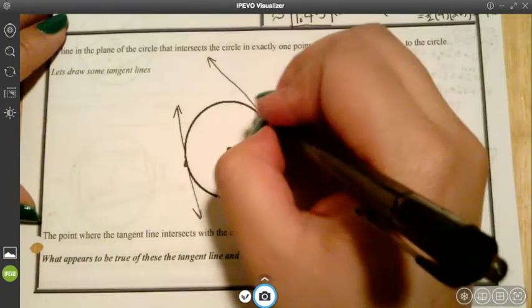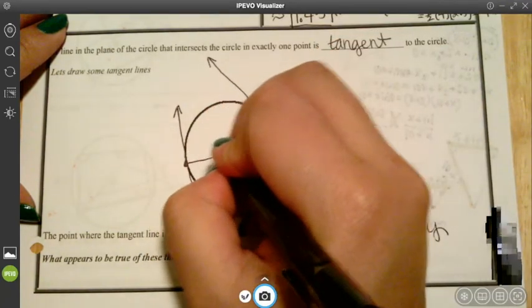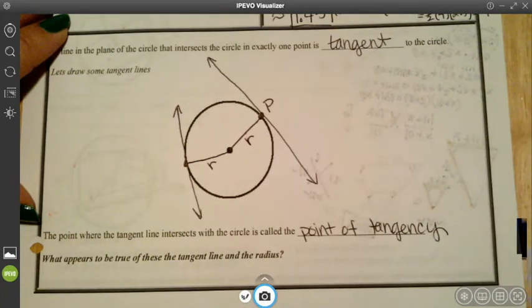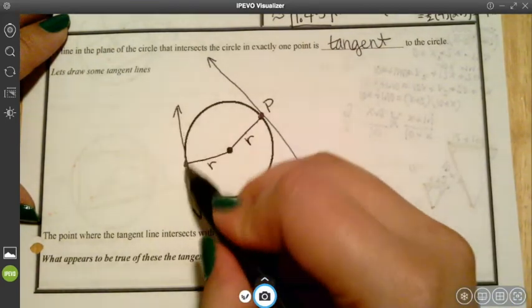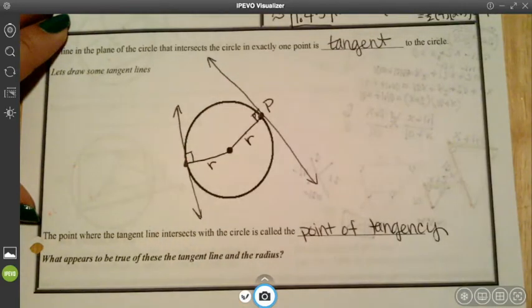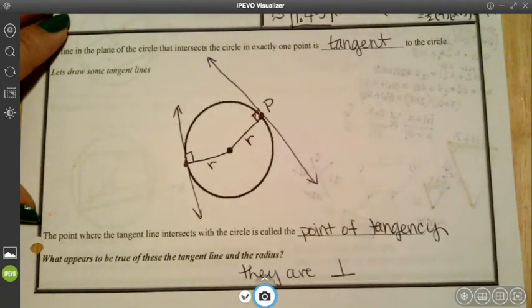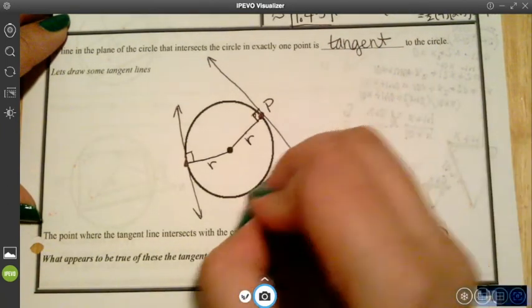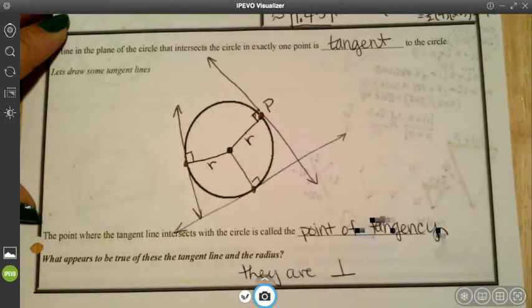And if we connect that point of tangency to the center, we get a radius. Every single tangent line can have a radius that touches its point of tangency. And if we look closely at the radius and the tangent, every radius and tangent has this special relationship: they make a 90-degree angle. They are perpendicular. So any tangent line that I draw will have a radius at its point of tangency to which it is perpendicular. Let's look at some examples.